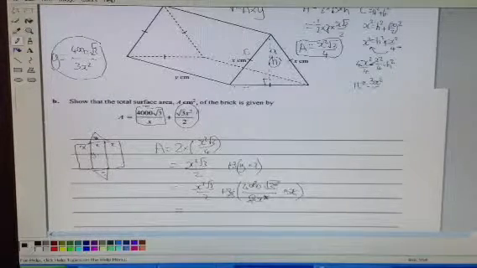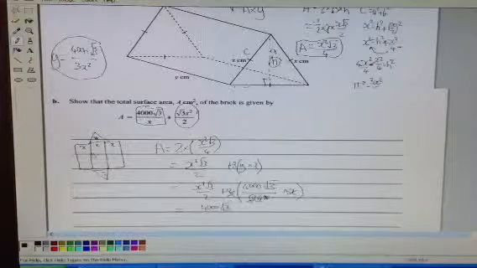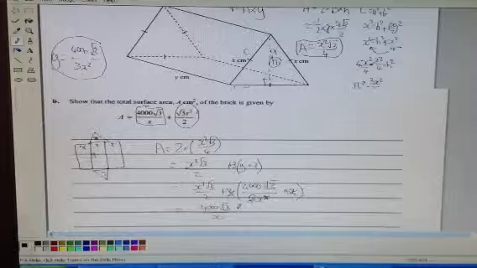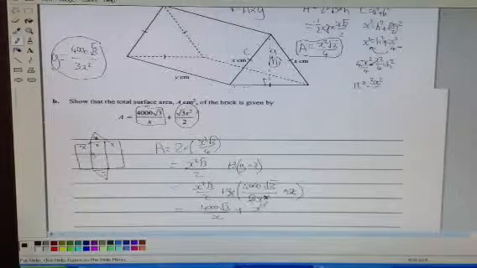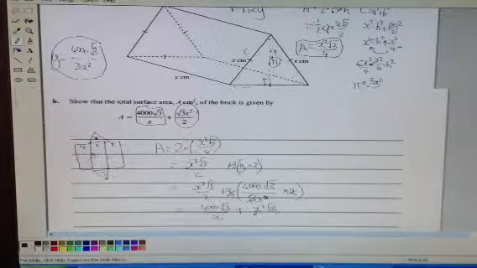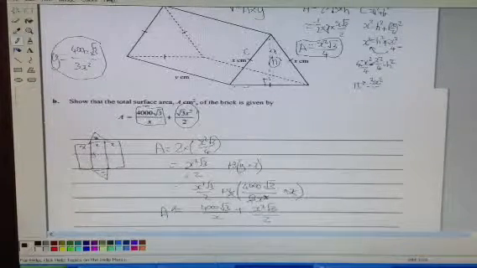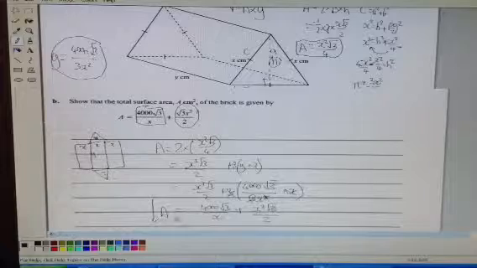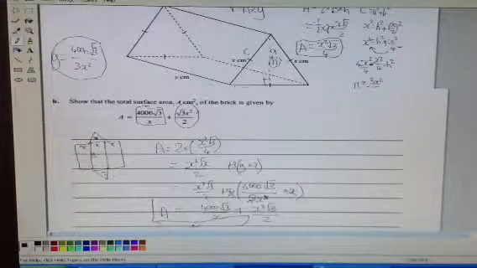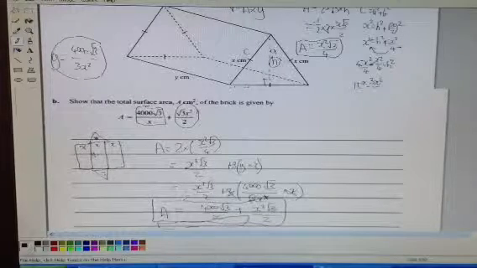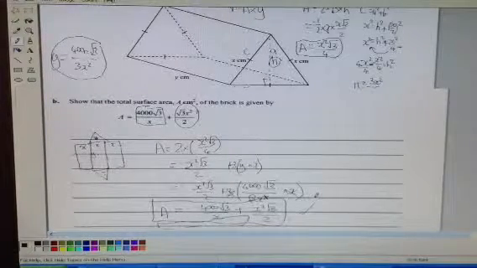Basically we've got 4,000 square root 3 on x, plus x squared square root 3 on 2. We've got area equals that, which is exactly what we had over here. So we've shown exactly what we need. Put a box around it so the assessor can see our solution, and you'll get full marks for that.